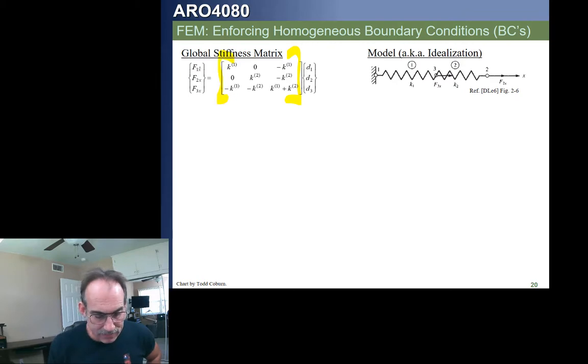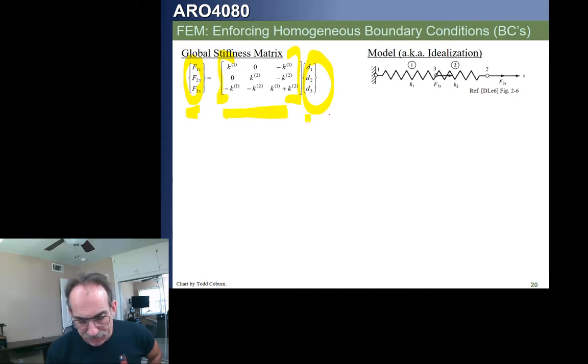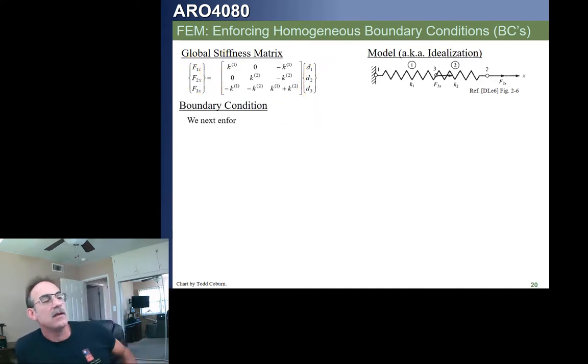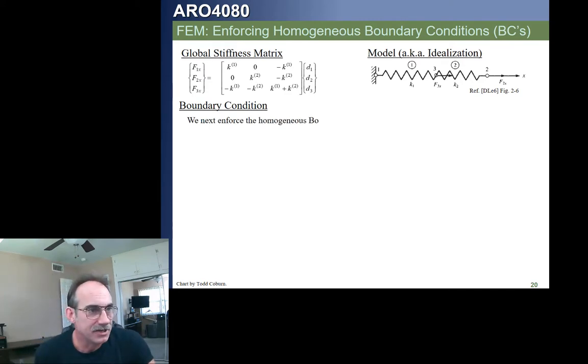This is our external forces. This is our global displacements. Got that? External forces, global stiffness matrix, global displacements. Okay, that's the equation we developed on the last slide. All right. So we're going to impose our boundary conditions.